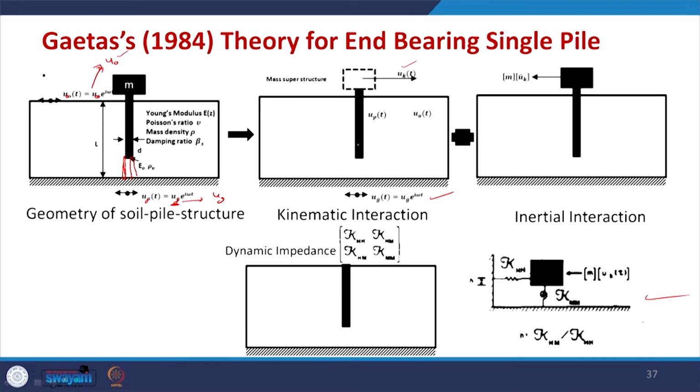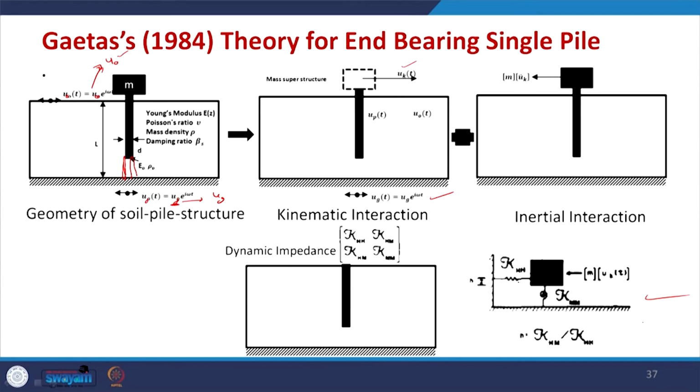Then after that, if I consider the inertial interaction of the pile, what do you consider? You also consider the mass of the superstructure on the top of the pile, and then find the response. So, how can it be dealt with? Ultimately, Gazetas converted this problem into this one, where only the mass of the superstructure is considered and the motion applied to this mass is already found in the previous step as the kinematic interaction.